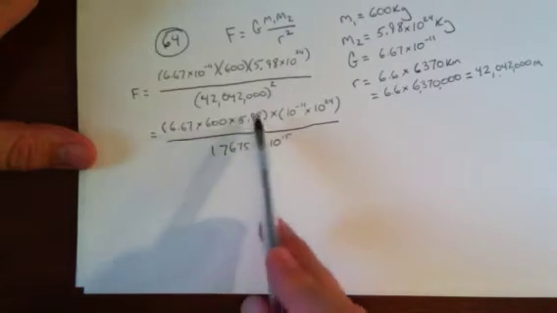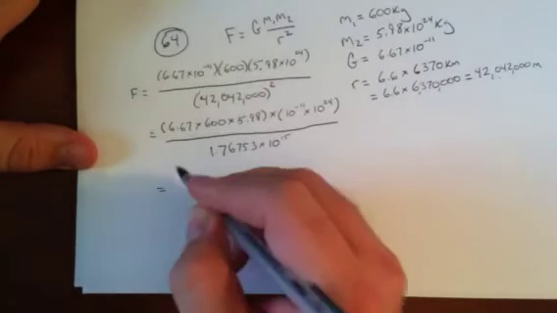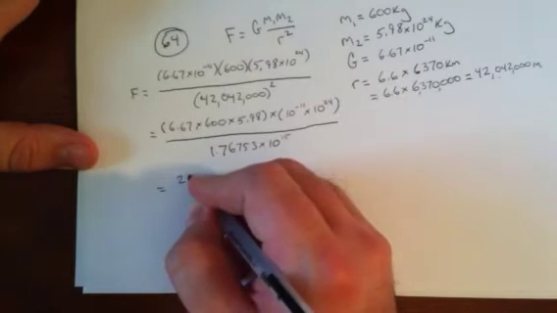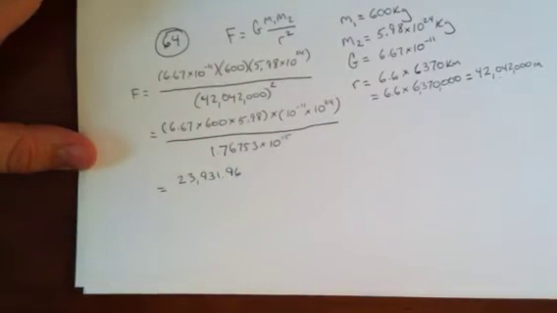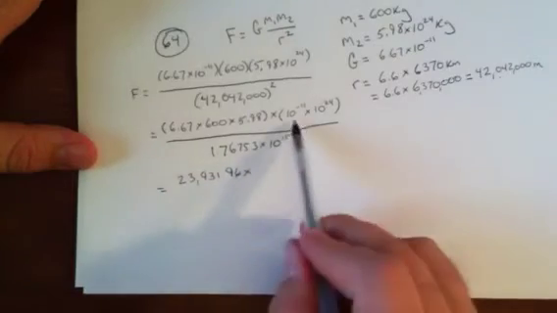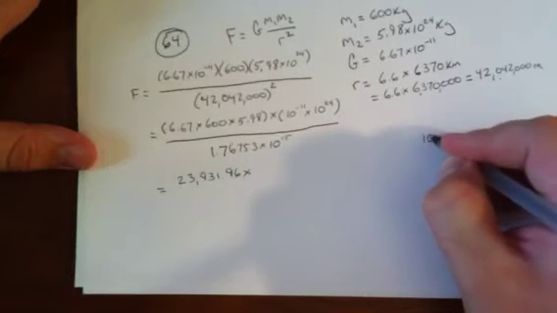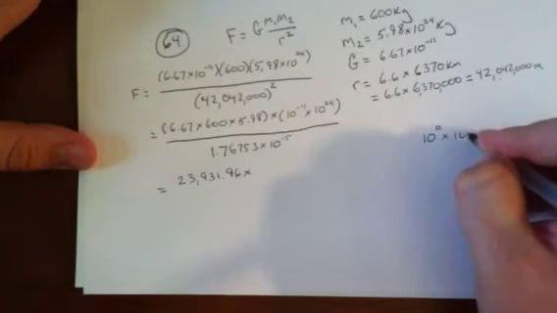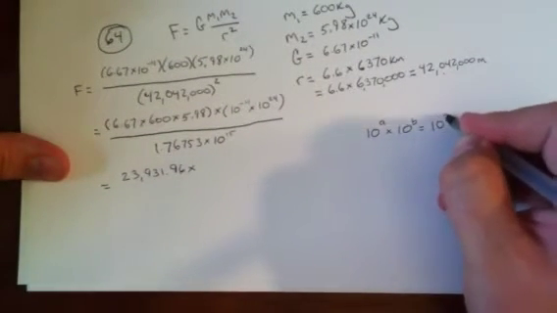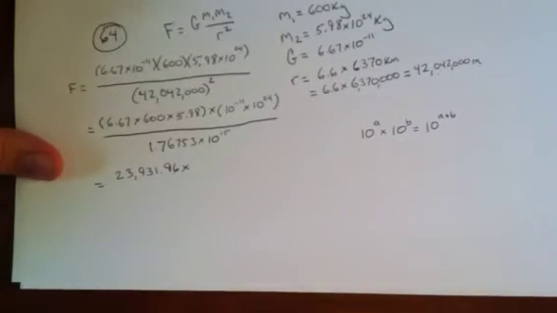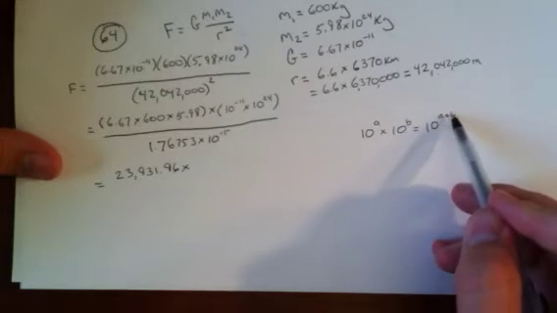So let's go ahead and multiply this first term here. 6.67 times 600 times 5.98. When you do that, you get 23,931.96. Alright, and that's going to be times the second term. Now how are you going to do this? Well, whenever you multiply exponents, you just add them. Okay? So 10 to the a times 10 to the b is just 10 to the a plus b.